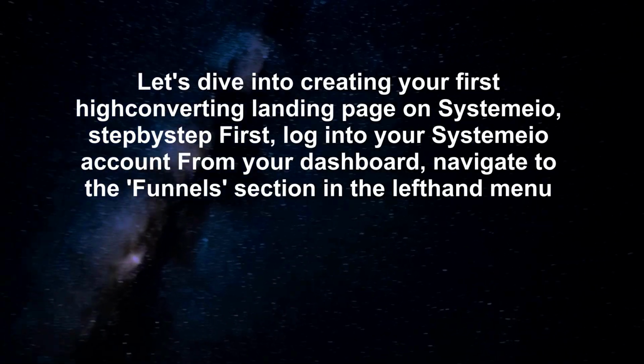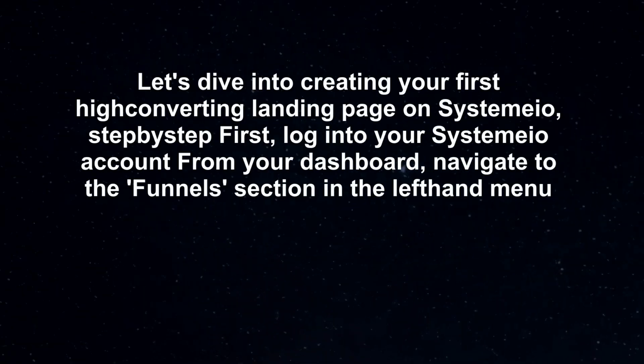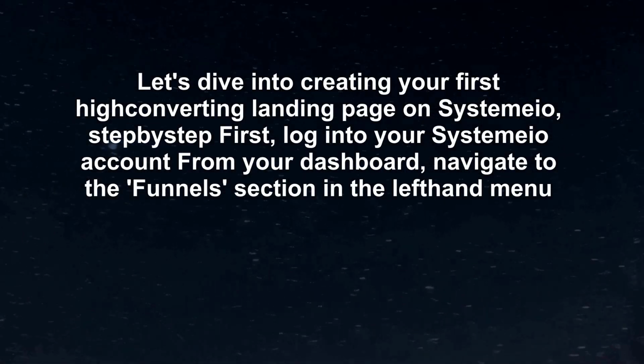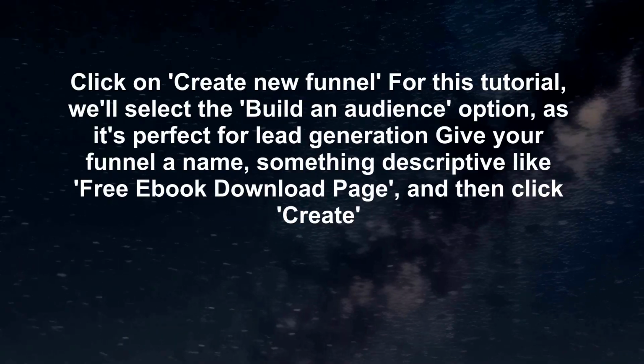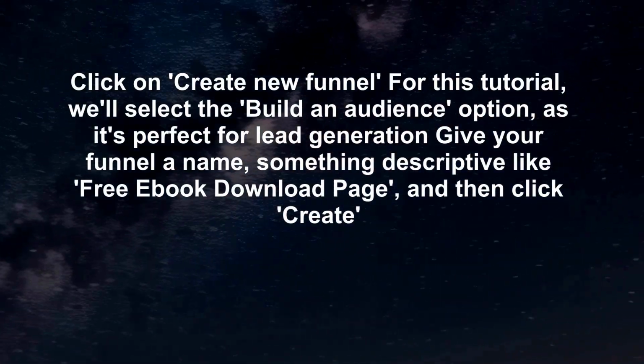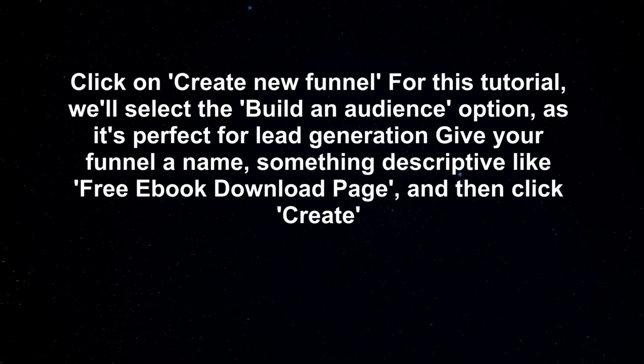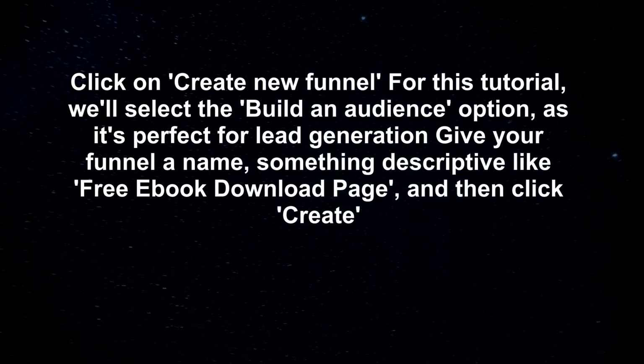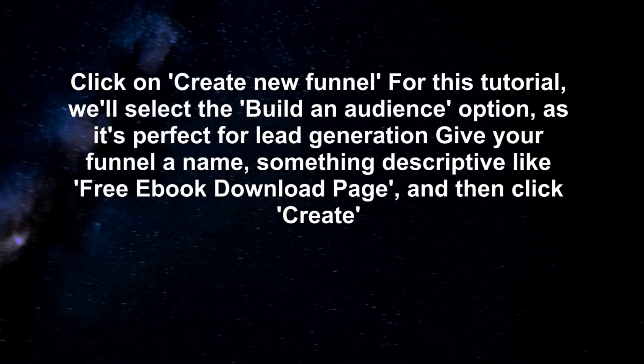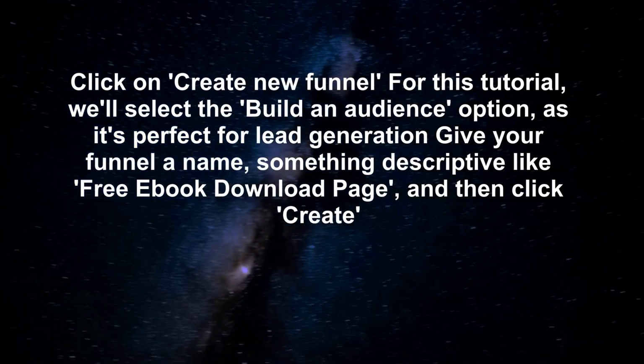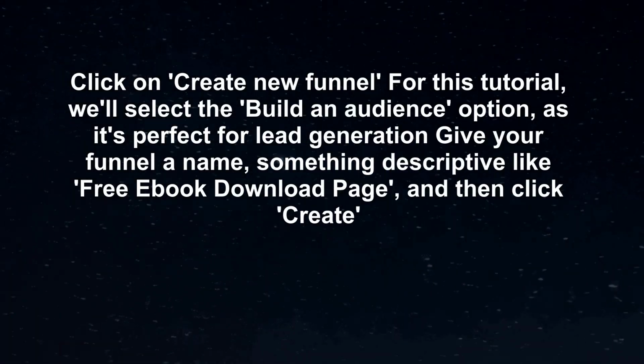Step-by-step, first, log into your System.io account. From your dashboard, navigate to the Funnel section in the left-hand menu. Click on Create New Funnel. For this tutorial, we'll select the Build an Audience option, as it's perfect for lead generation. Give your funnel a name, something descriptive like free ebook download page, and then click Create.